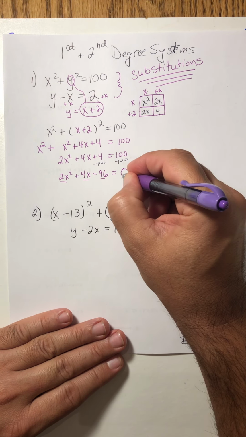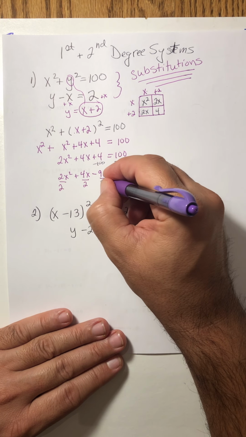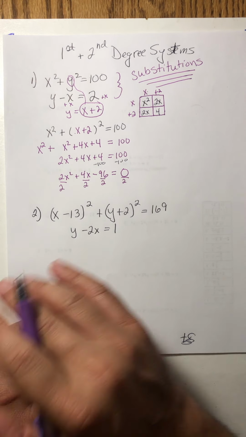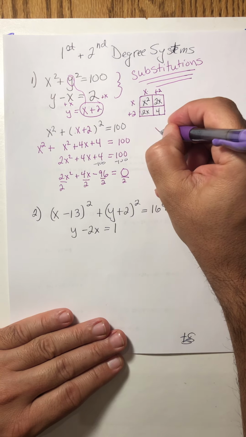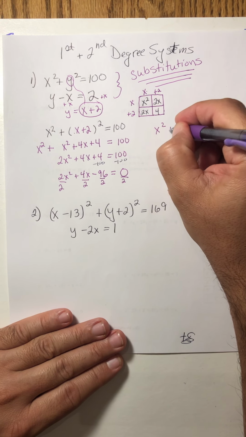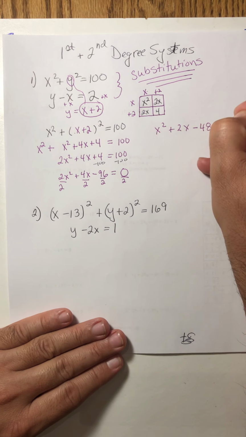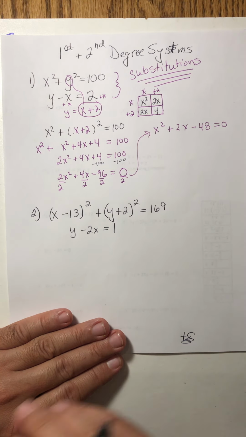You can divide by numbers. We never divide by letters. If we divide by a letter, then we actually lose a factor. Okay? So I'm running out of room here. I'm going to finish up here. So we have x squared plus 2x minus 48 equals 0. So we did the work and we did the division up there.